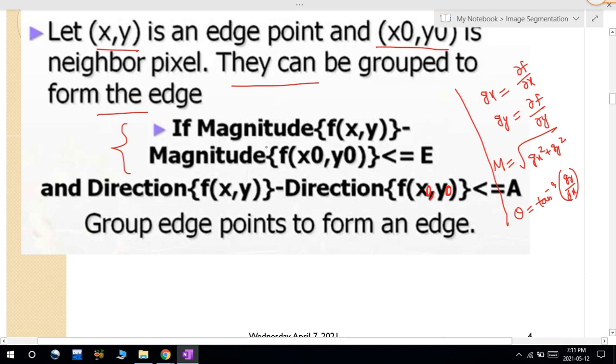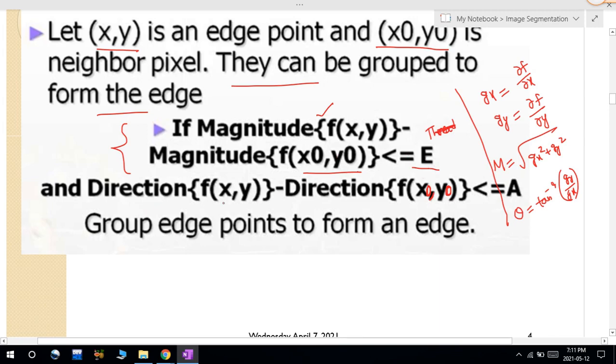But in the case of edge linking, I will find the magnitude of the first edge point and the magnitude of the second edge point using this formula. After finding those magnitudes, I will subtract them, and if the difference is less than or equal to some predefined value, called the magnitude threshold value, then if this criteria is met, I can group those two edges.